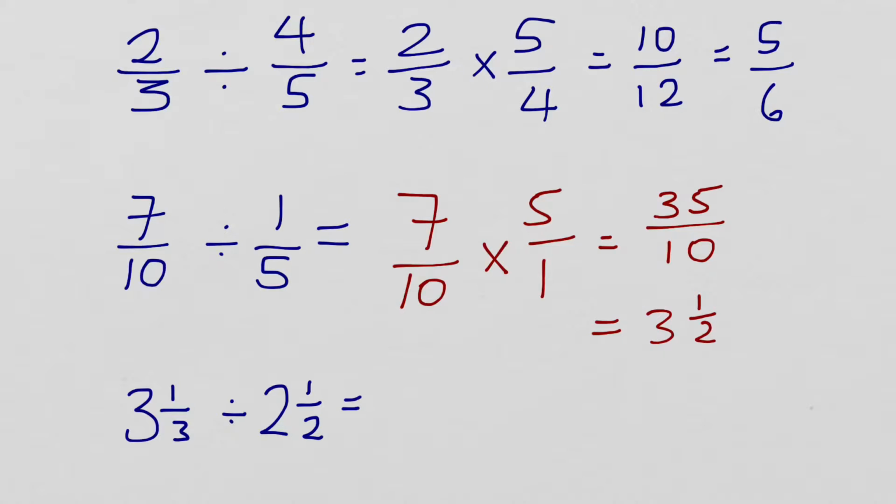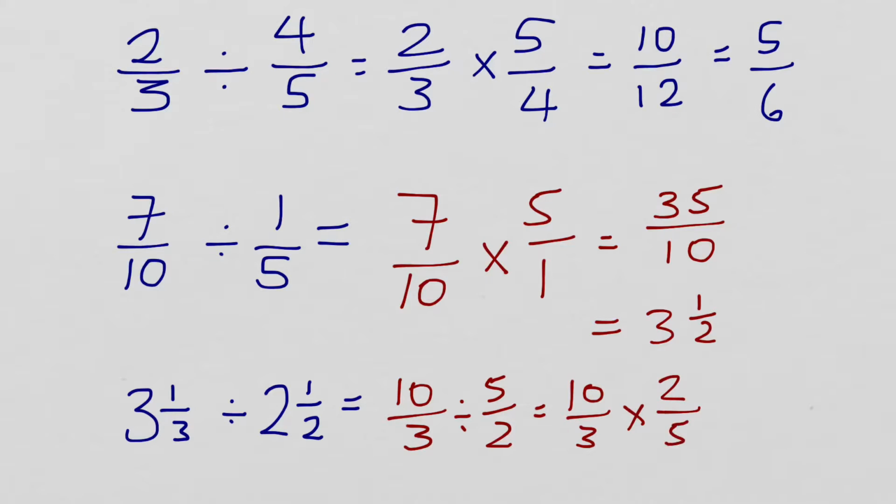And the third one, this is a little bit trickier with two mixed numbers, but let's give it a go. First of all, I'll just turn them into top-heavy fractions. 3 1/3 is the same as 10 thirds, divided by 2 1/2, which is the same as 5 over 2. Then I can turn that into 10 thirds times 2 fifths, which equals 20 over 15.